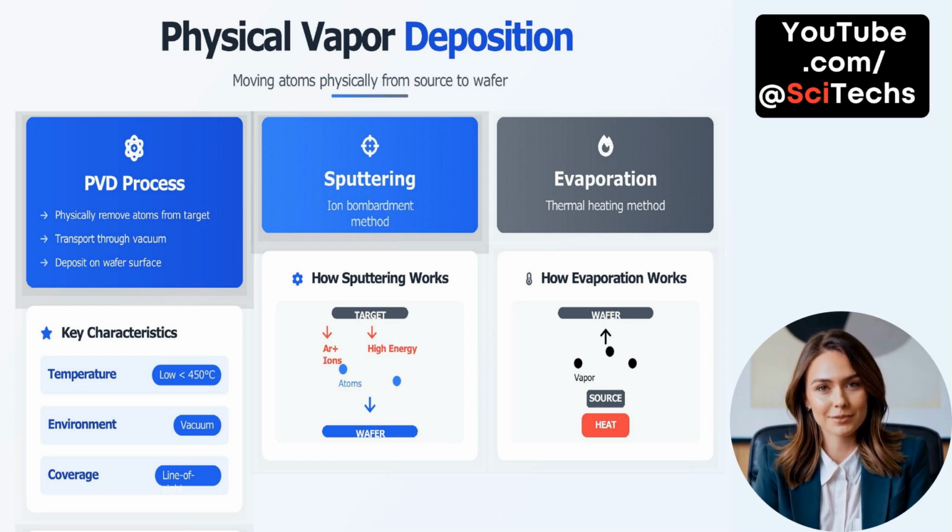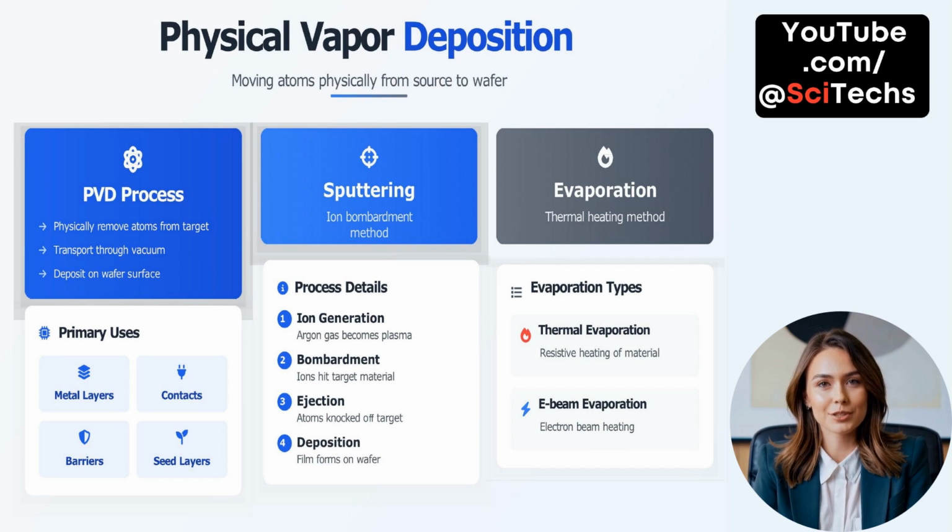There are two main PVD methods. First, sputtering uses argon ions to bombard a target, knocking off atoms with high energy, which then travel to the wafer. Second, evaporation uses heat, either thermal or electron beam, to convert the solid source into vapor. The vapor rises and deposits directly on the wafer above. Both techniques rely on a line-of-sight path, limiting their effectiveness on complex or deep structures. PVD is widely used for metals and simple geometries.